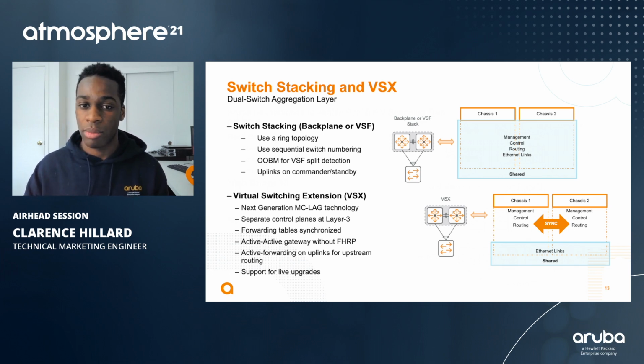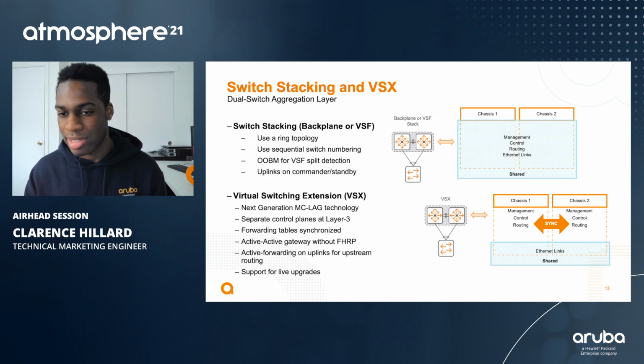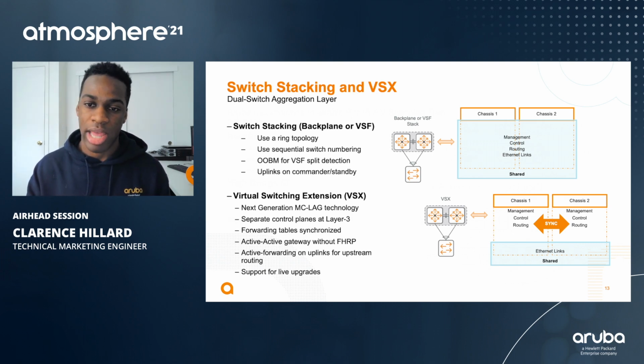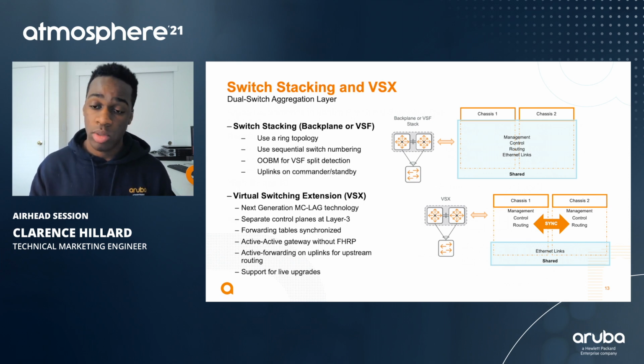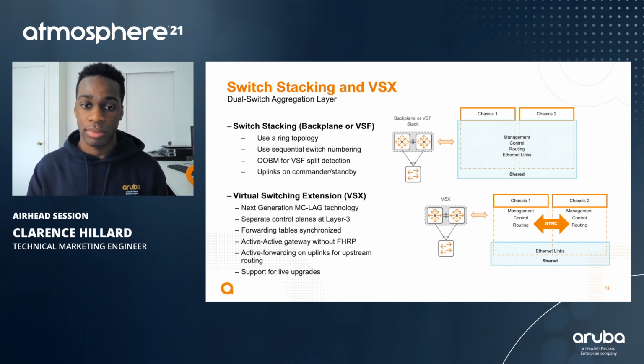Now on the flip side, on the bottom here, VSX does not combine the management plane, the control plane, and the routing plane. All it does is make it so LAG ports appear as a single device from the access device's perspective. In this picture, the access switch on the VSX side is lagged to 2 separate switches, and it thinks those 2 separate switches are the same switch. It doesn't know. This also gives you the ability to have an active-active gateway without a first hop redundancy protocol like HSRP or VRRP.